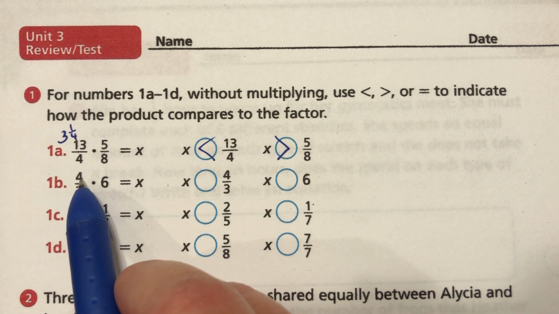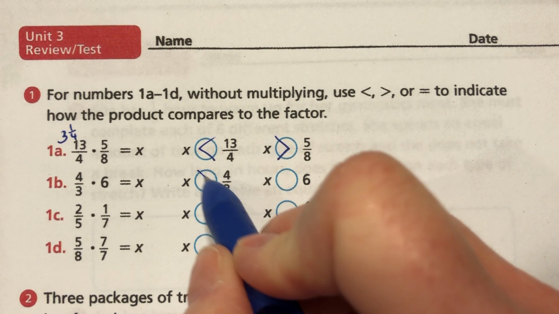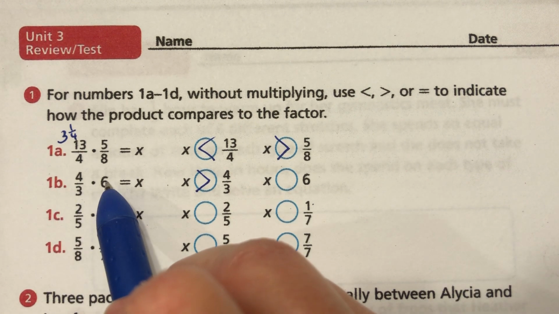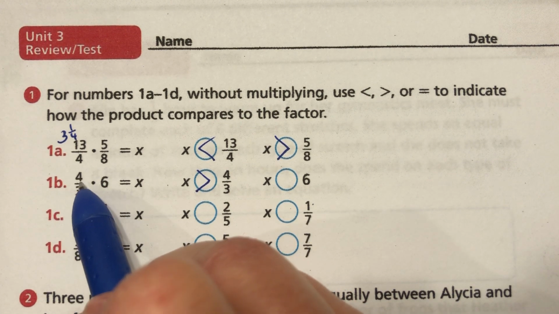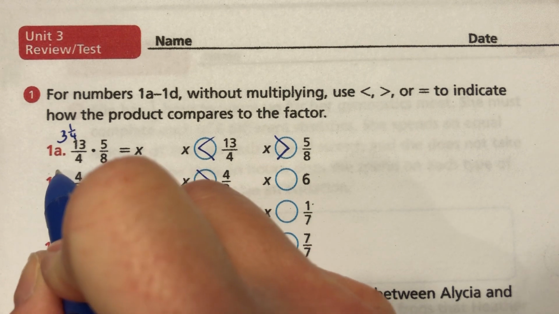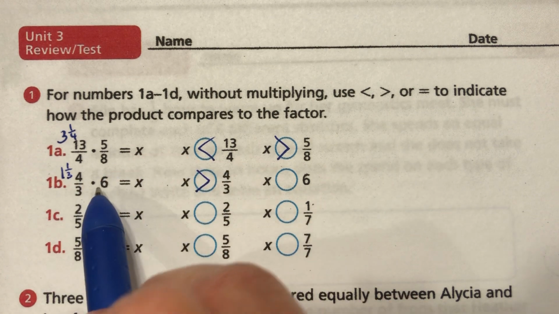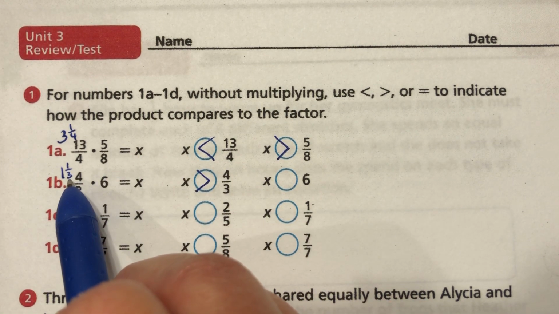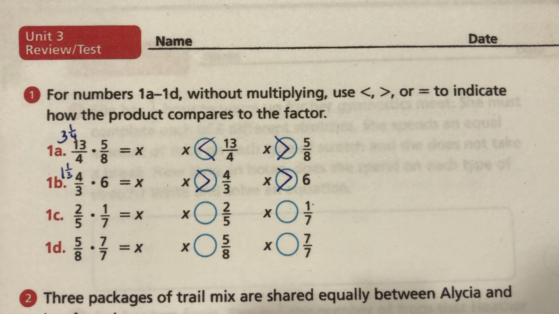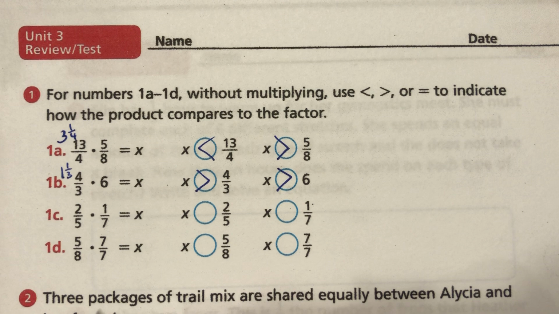Okay, for 1B, it wants to know x compared to 4/3. So I look, 4/3 is being multiplied by a value that's greater than 1. That means x is going to be greater than 4/3. And now compared to the 6, 6 is being multiplied by 4/3. And again, 4/3 is improper. 4/3 is really worth 3 goes into 4 1 time. And there's 1 left over out of the 3. So 6 is being multiplied by a value that's greater than 1 as well. So x is going to be greater than 6. So when we get our answer, it's actually going to be greater than both of those factors.